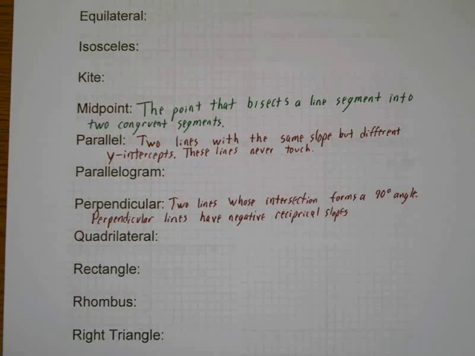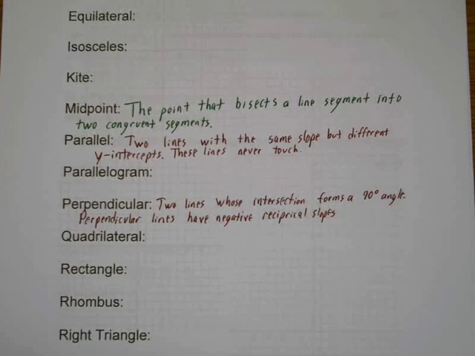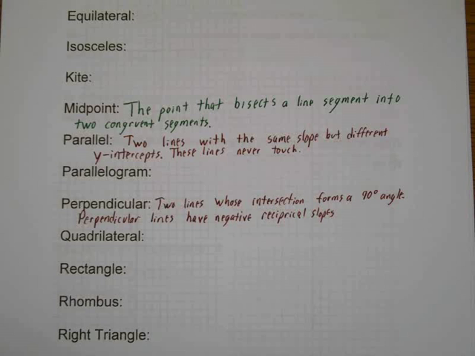Parallel are two lines with the same slope but different y-intercepts. These lines never touch. Perpendiculars are two lines whose intersection forms a 90-degree angle, and perpendicular lines have what we call negative reciprocal slopes or opposite reciprocal slopes. I'll give you a minute to pause the video and make sure you get those vocabulary words down.